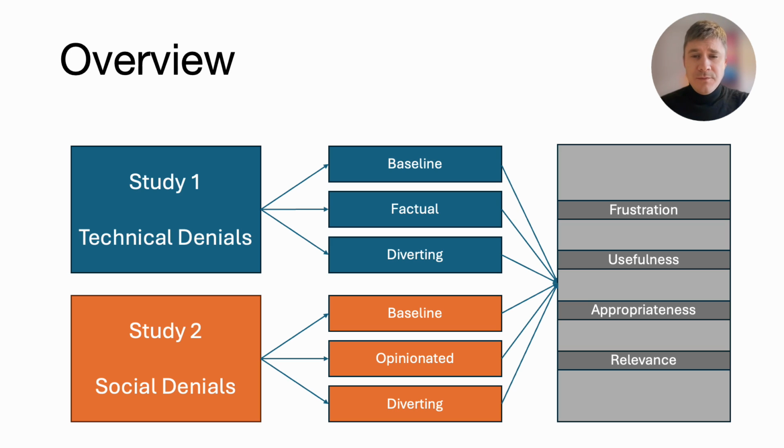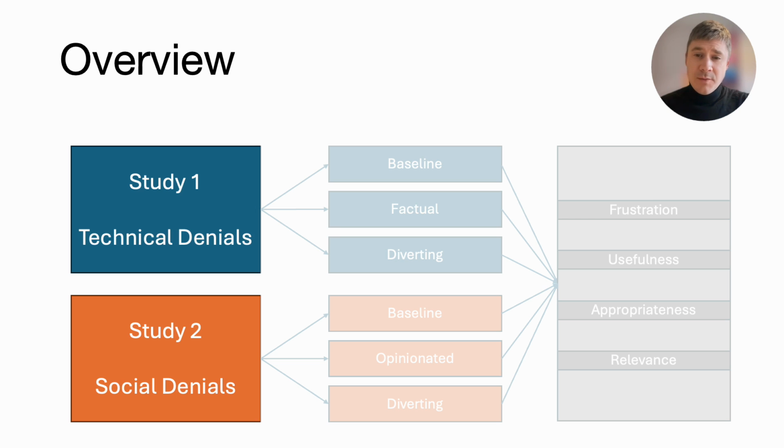To give an overview, we run 2 online studies on denials for technical and social reasons. We recruit 51 participants for the first study and 54 for the second study.